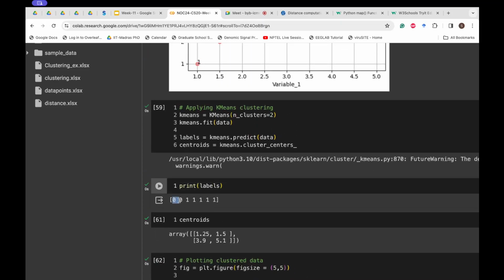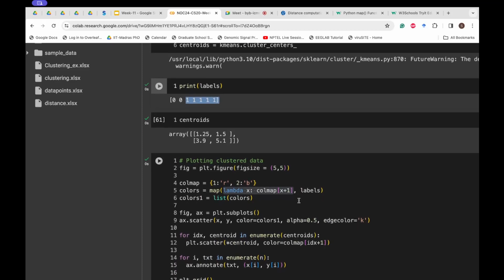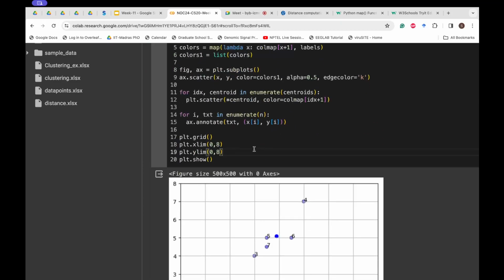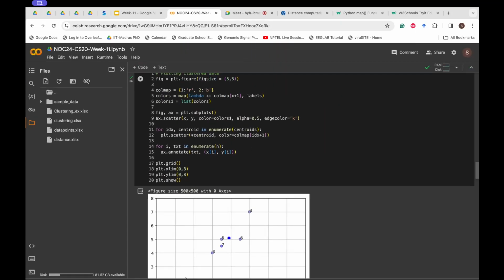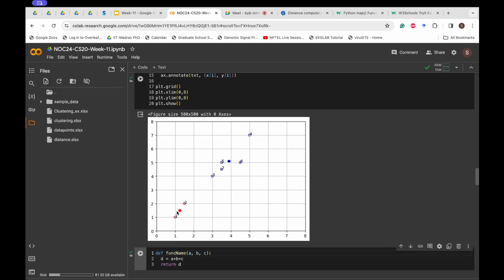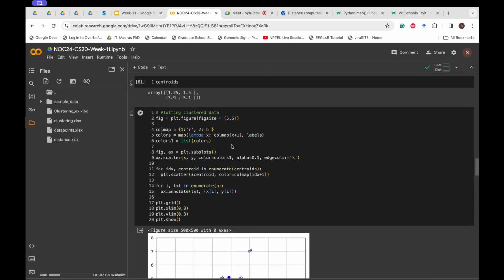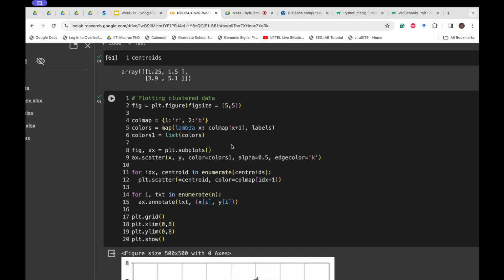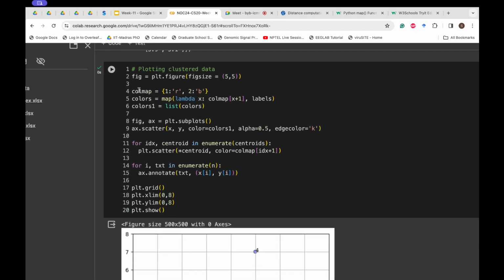So labels are 0 0 1 1 1 in this case. This is a list of labels. So you are assigning a certain color to each of the labels depending on the value of the label. So that's what is happening over here. The red color is getting assigned to all these data points over here, and the blue color is getting assigned to the data points over here. And colmap is a dictionary over here, which is like 1 means red and 2 means blue.